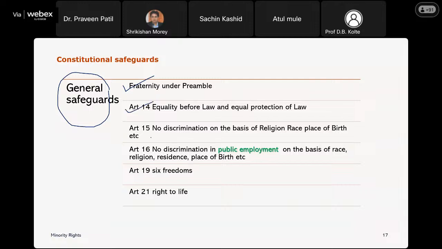Then Article 14, equality before law, equal protection of law. You all know that. Article 15, which says no discrimination on the basis of religion. You know, these two words are very important. Basis of place of birth. Then Article 19 speaks about six fundamental freedoms, as you all know. Article 21, which is a constitution in itself. It is the constitution of constitution.